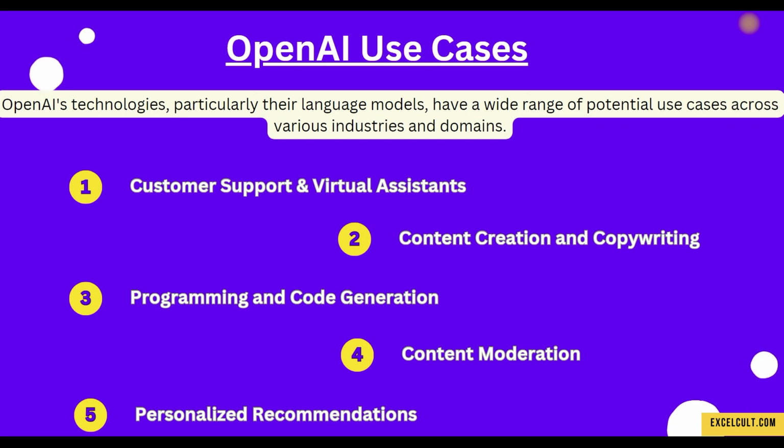And the fifth one mentioned here, personalization. OpenAI models that are available to us can also power recommendation systems where you'll be able to get suggestions on relevant products, content, movies, music, books, you can mention anything. It is capable of recommending these particular products to you or your customers.